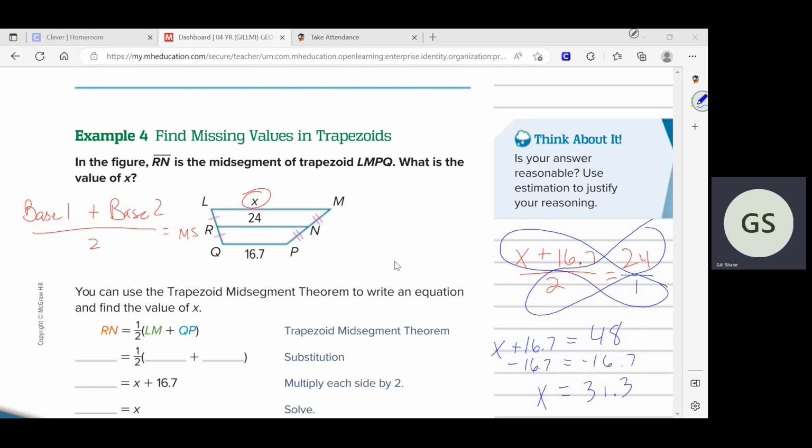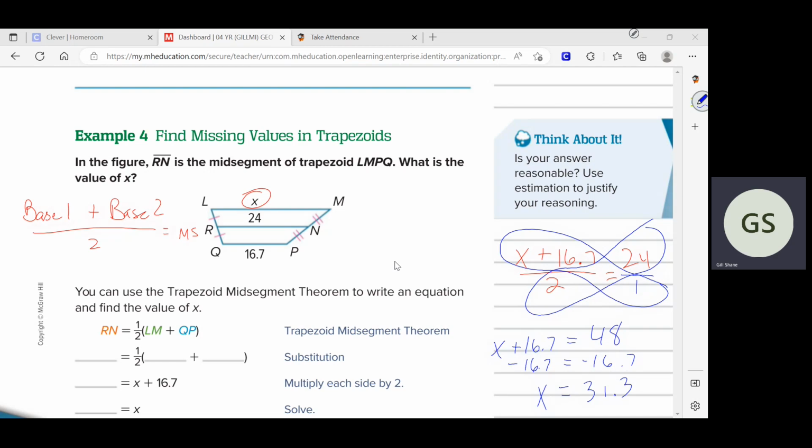Any questions? So when you did the check problem, it was the same exact thing. They gave you information for the mid segment, so you had to plug in this number, not both of those numbers. And then the math would be the same concept. Change it into a fraction like I did, then you can cross multiply.